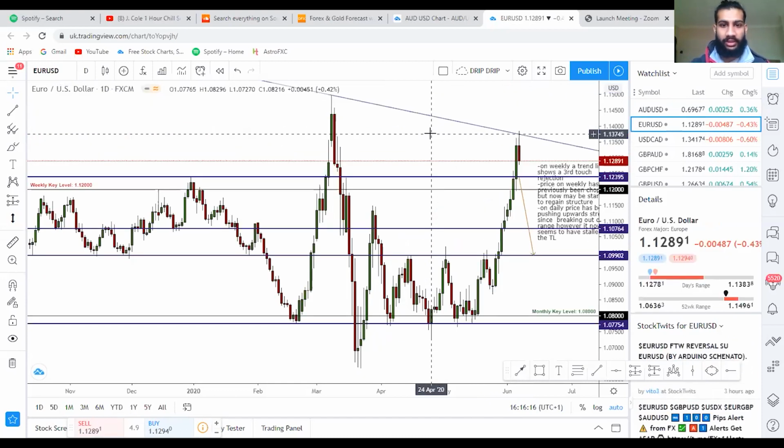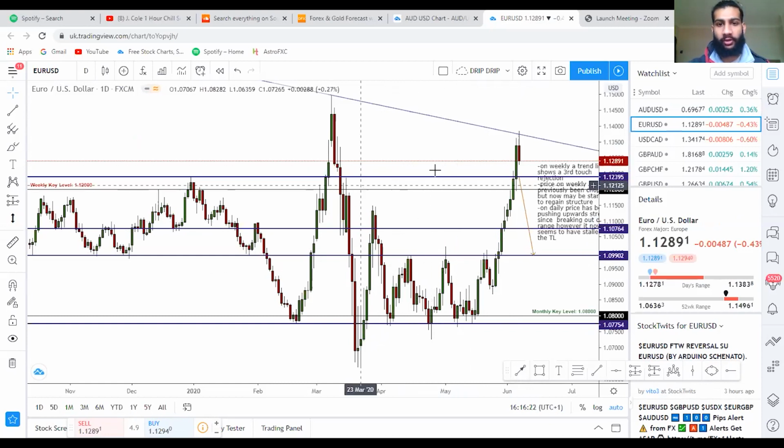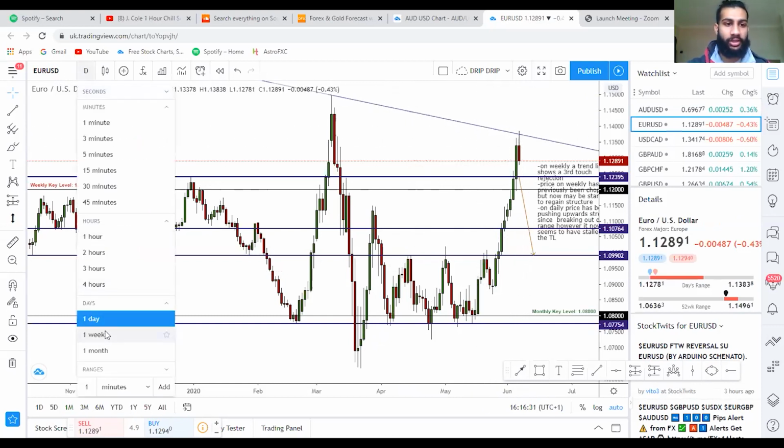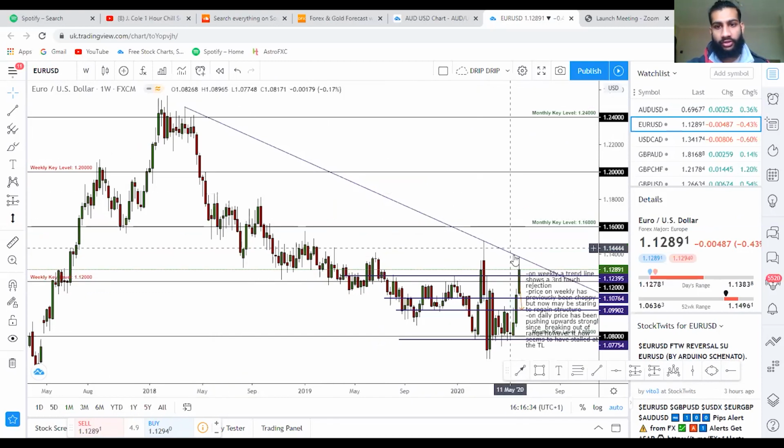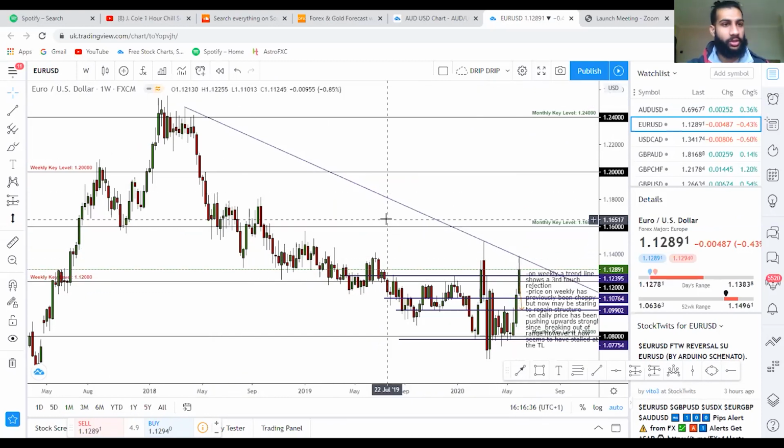Euro USD made a very, very sharp move up over here, right? The price has been quite choppy and rangy across weekly and daily. But there was a range over here. It's broken out quite sharply. If we go onto the weekly, there's actually a trend line over there. And it's just made a third touch rejection, pretty much to the T.